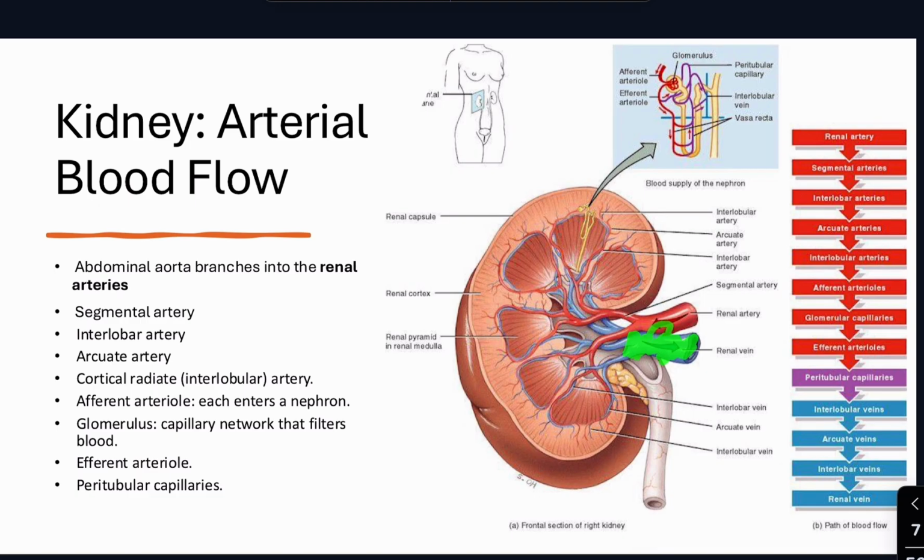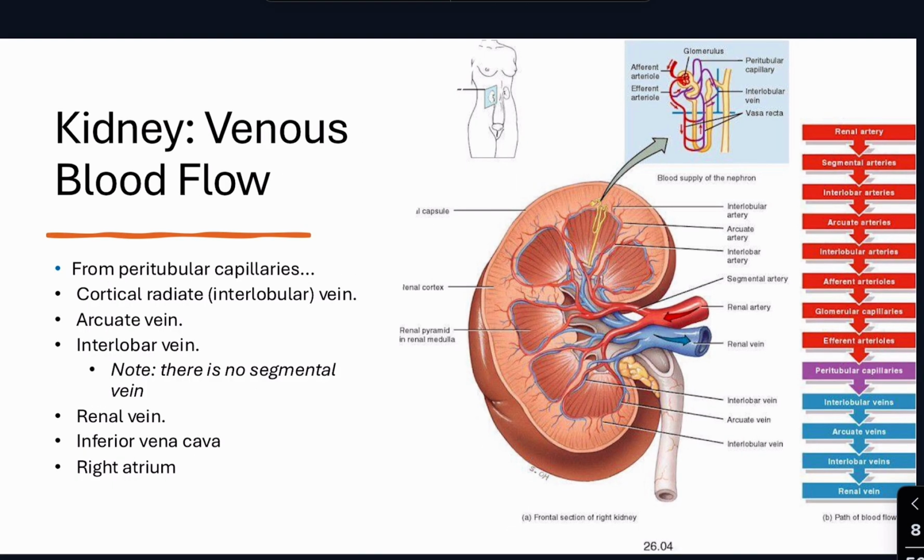Okay, notice we don't have a segmental vein. We only have that on the arterial side, a segmental artery. There is no segmental vein, so, a little bit less to know. And then, of course, right from the renal vein, we're going to go into the inferior vena cava, which will then ultimately dump into the right atrium of the heart.